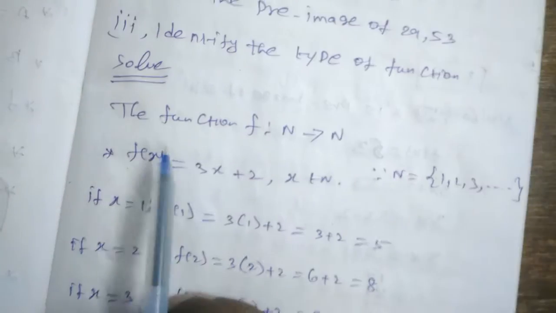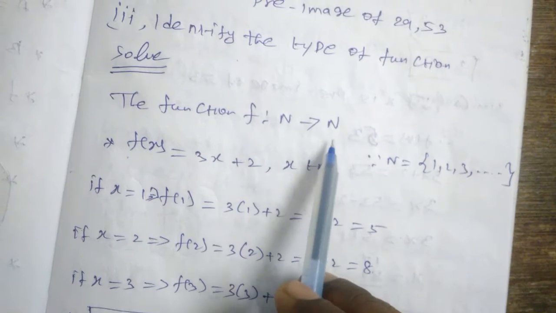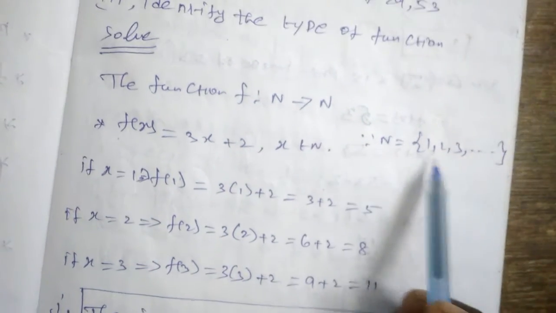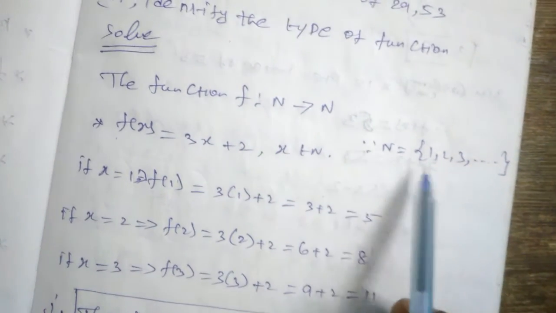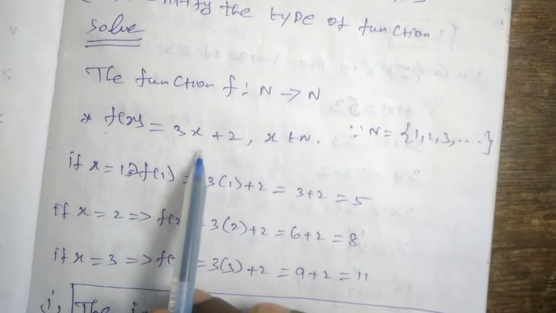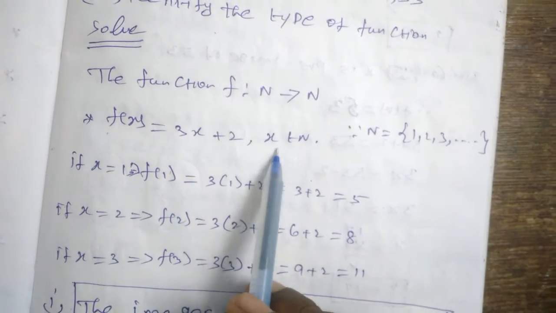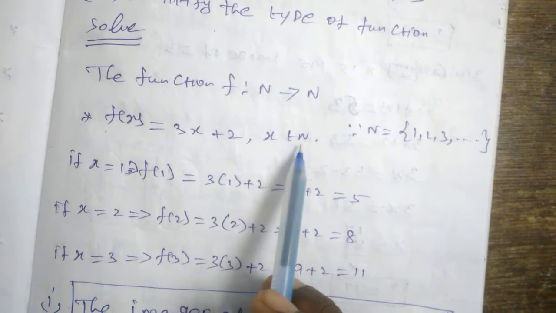Let's solve now. The function f is from N to N. N is the natural numbers. Already we know the natural numbers are 1, 2, 3, 4, etc. Then f(x) is equal to the given 3x plus 2. The x belongs to N. All x belong to N.